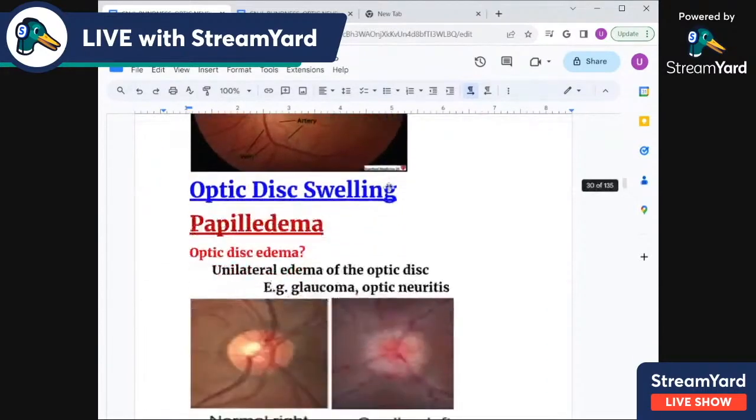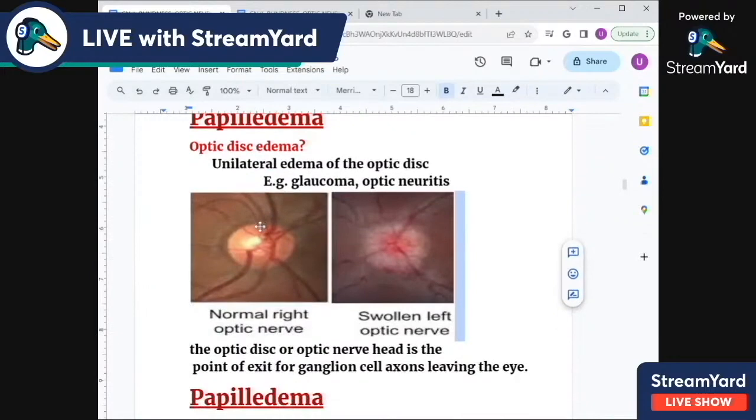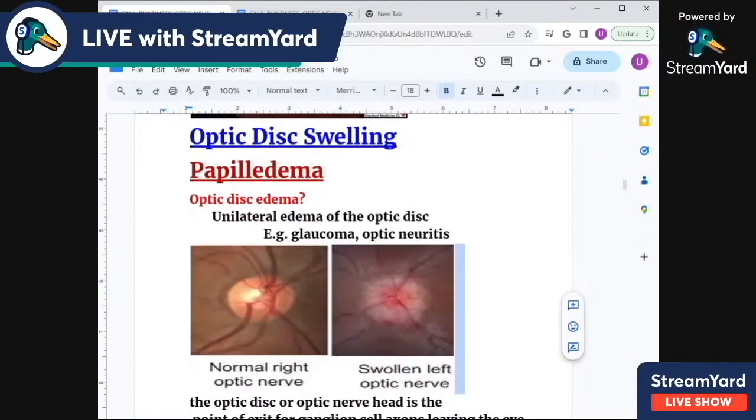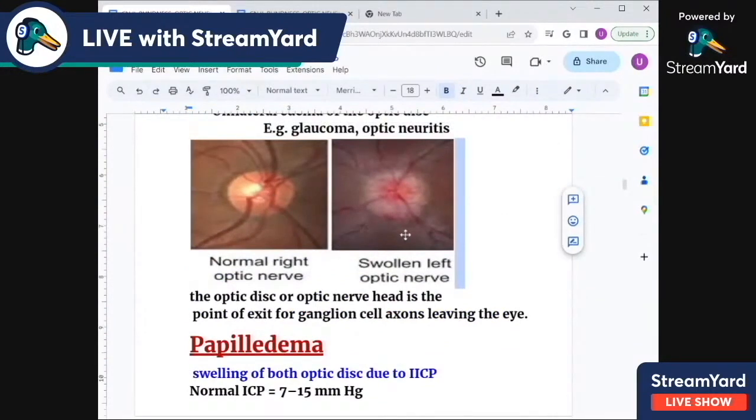Okay. Now we go to optic disc swelling and papilledema. Number one, it is a unilateral optic disc swelling, whereas in papilledema the optic disc swelling is bilateral. And number two, there is increased intracranial pressure. That's the difference. And what happens in papilledema? Both discs swell because of the pressure from above, from increased intracranial pressure.